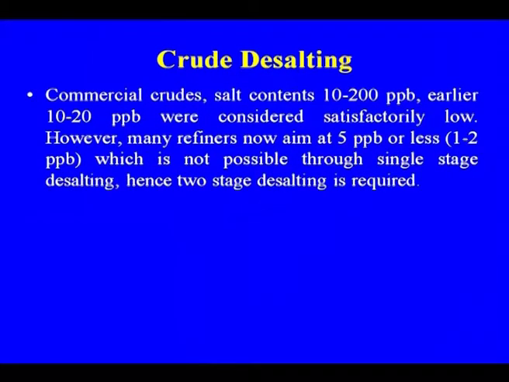Commercial crude salt content is 10 to 200 parts per billion; earlier 10 to 20 was considered satisfactorily low. However, many refineries now aim at 5 parts per billion, and some even 1 to 2 parts per billion, which is not possible through single stage desalting. Hence we do 2 stage desalting, just to meet the requirement for impurities in the crude which is being further processed.